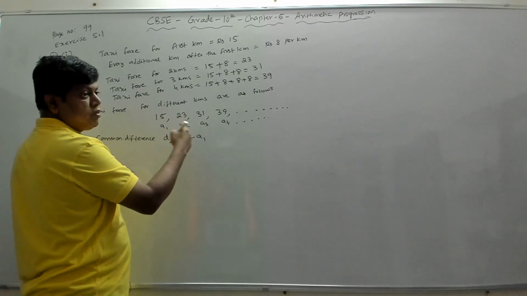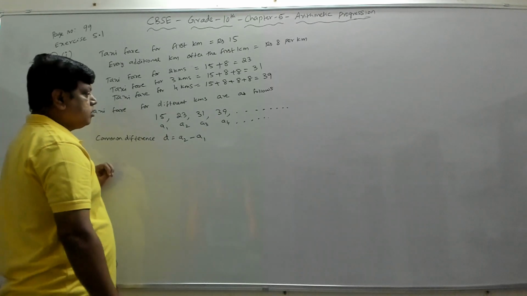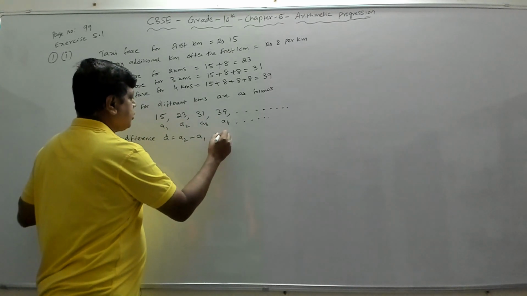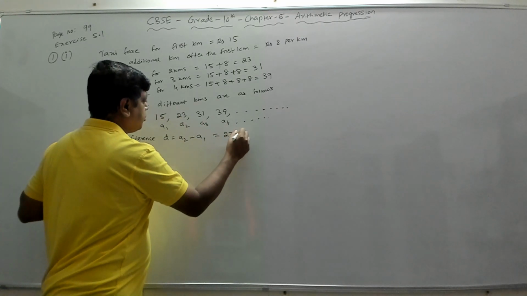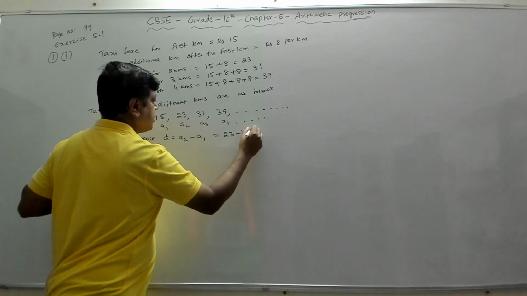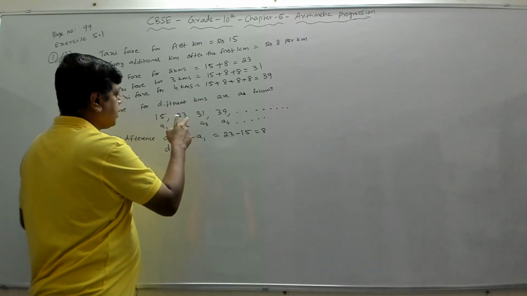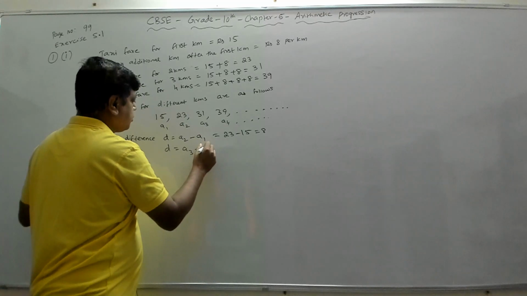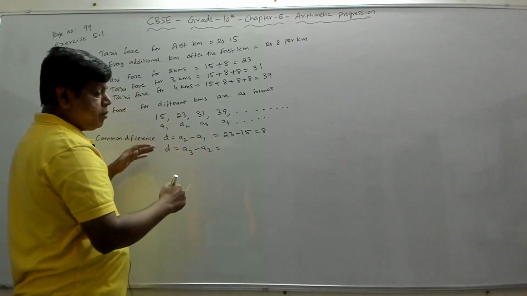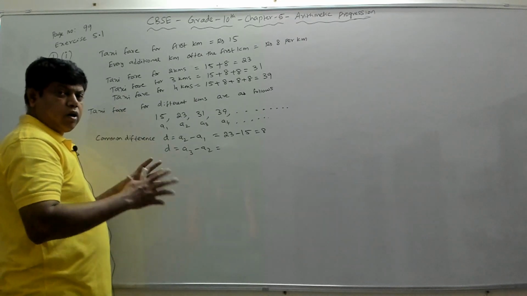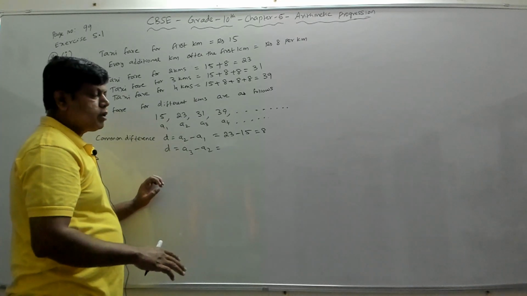We have to check the common difference between any two consecutive terms. So A2 minus A1: A2 is 23, minus A1, which is 15, that gives you 8. Again we have to check the common difference D by doing A3 minus A2. Because if the common difference is the same, then we call that an AP. If the common difference is not the same, then it is not an AP, not an arithmetic progression.